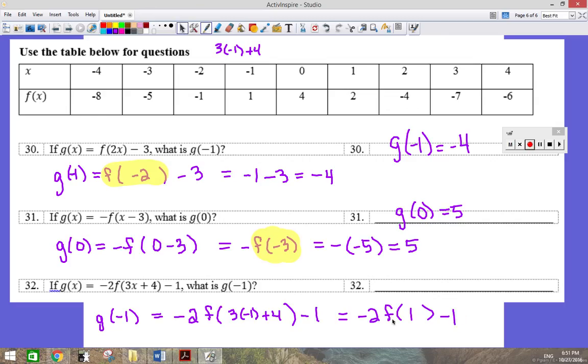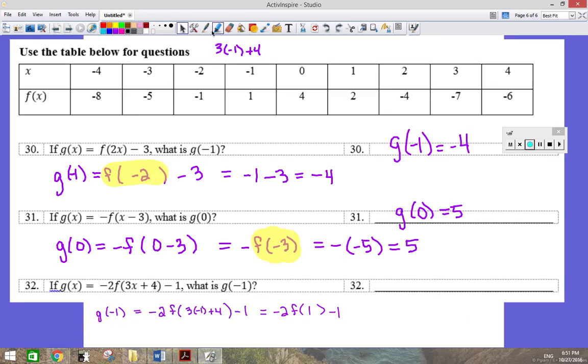So now I need to go to the table because this is a subtraction problem. And the first number in here is -2 times a number that's in my table. So I need to figure out what f evaluated at +1 is from the table. Well, here's 1. F evaluated at 1 is 2. So I've got -2 times +2. And then don't forget that -1 was on there. Well, that's -4 minus 1. Hey, that's -5. So g evaluated at -1, my final answer is -5.